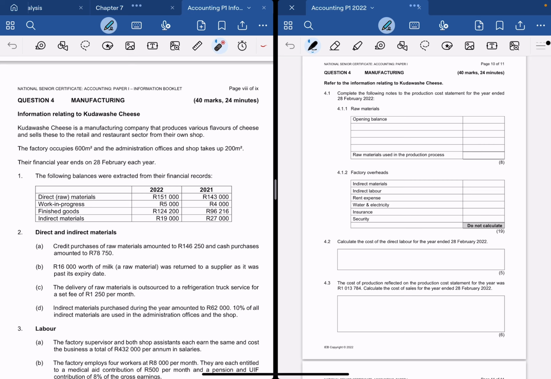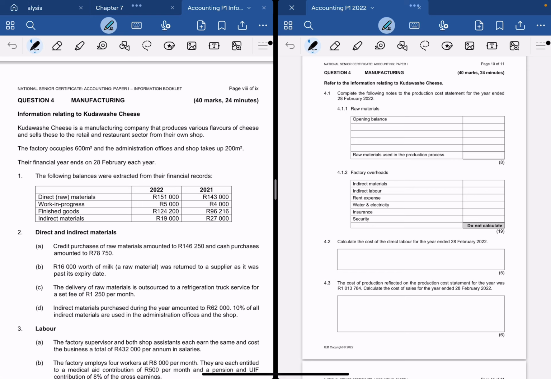The factory occupies, as you see, 600 square meters and the administration office 200 square meters. So three-quarters is taken up by the factory and one-quarter is taken up by the shop. We're probably going to need that for when we're dividing electricity or rent or whatever in factory overheads. Their financial year ends on the 28th of February each year. The following balances were extracted from their financial records.